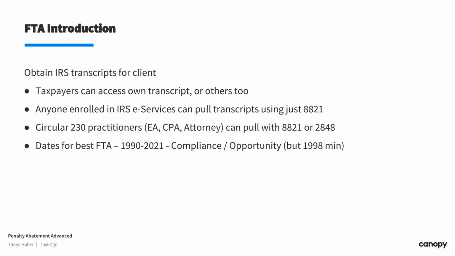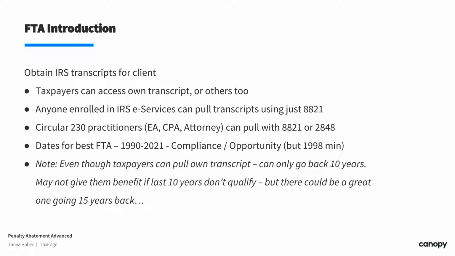Another little tidbit for you is, even though taxpayers can pull their own transcripts, they can call up and get transcripts, there is a limitation on that, interestingly enough. So we can go back to 1990 if we wish, but a taxpayer can only go back 10 years. So at this point, 2007, I think, is maybe the oldest year they can get. 2008 is going to be right around the corner. So they don't get as much information, and they may not get the benefit if the last 10 years don't qualify. Maybe there's a great one 15 or 16 years ago that is the one you want to go for. So that's just some thoughts as far as how that works.